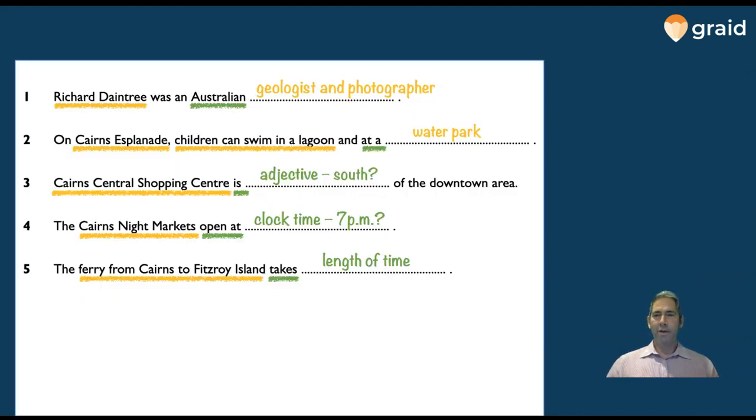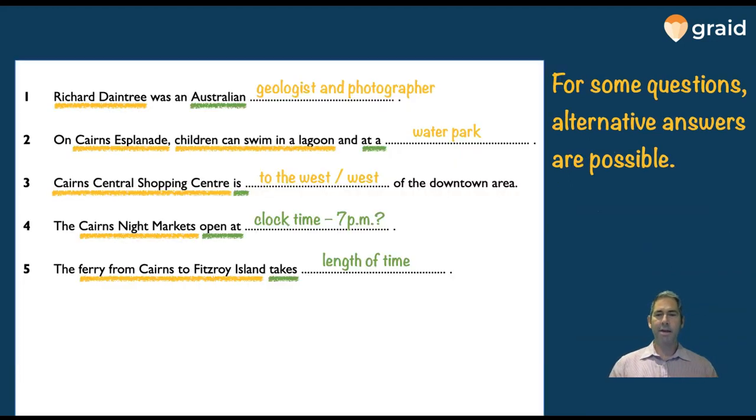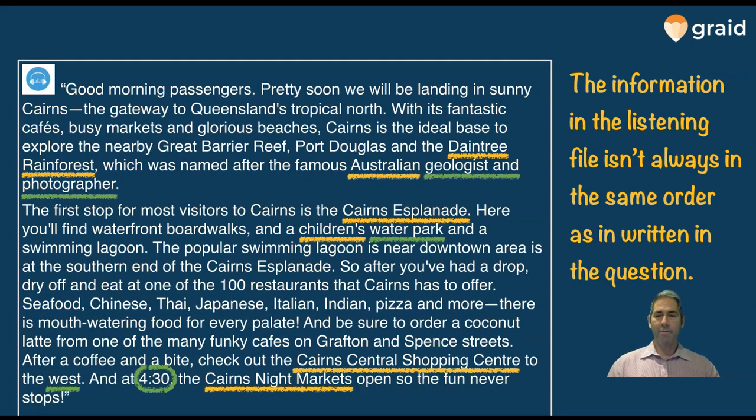Then we're listening for the keyword central, Cairns Central Shopping Centre. Is it to the south of the downtown area? So we hear later on, after a coffee and a bite, check out the Cairns Central Shopping Centre to the west. So make notes on your paper because sometimes, as you can see, the information we're looking for can come quite rapidly. So what time do Cairns night markets open? Very quickly after that, we are told at 4:30. So this is where we want to be making notes on our question paper.